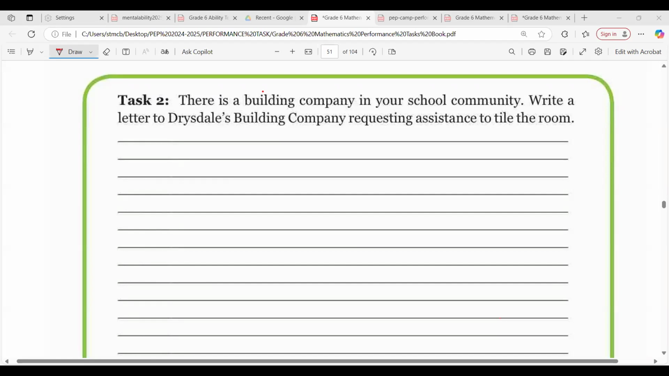Okay. So, dear Drysdale Building Company, I would love to buy some tiles from you because I have heard you had the best tiles and also the best service. I am completely tiling my classroom. The perimeter of the classroom is 360 centimeters square, and the area is 150 centimeters square times 30 centimeters square. The length is 150 and the width is 30.